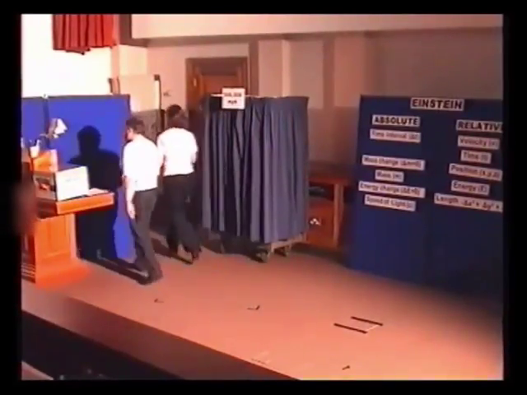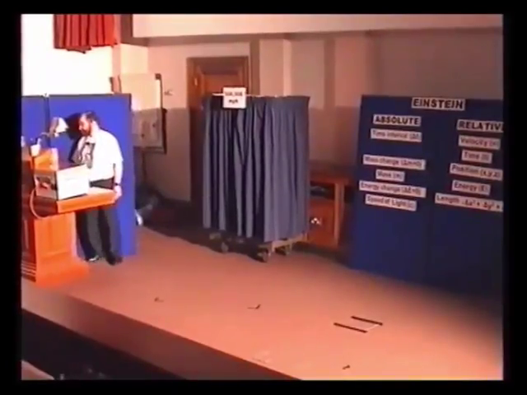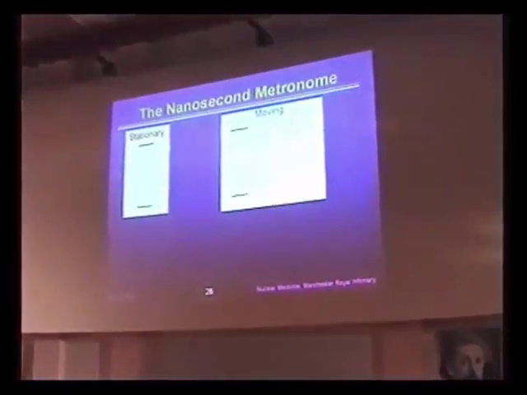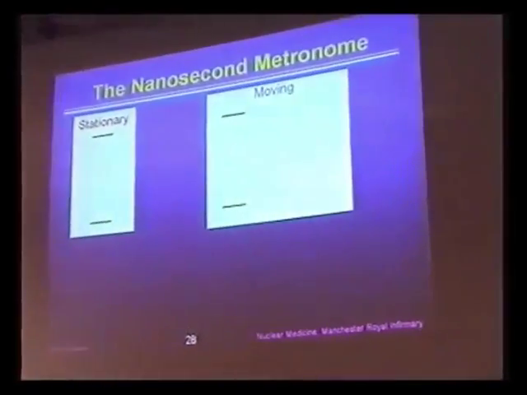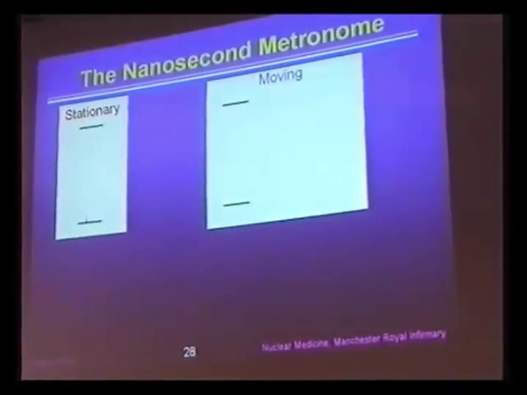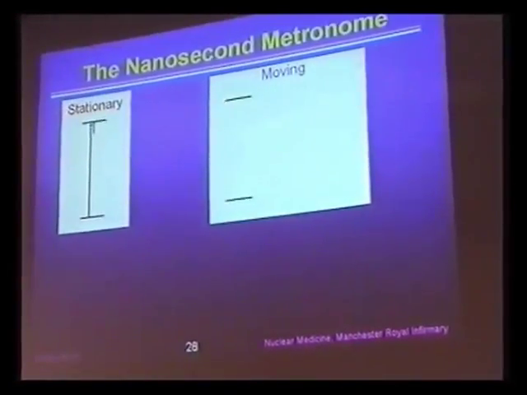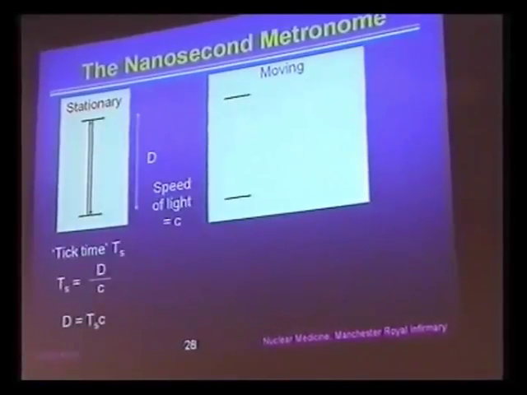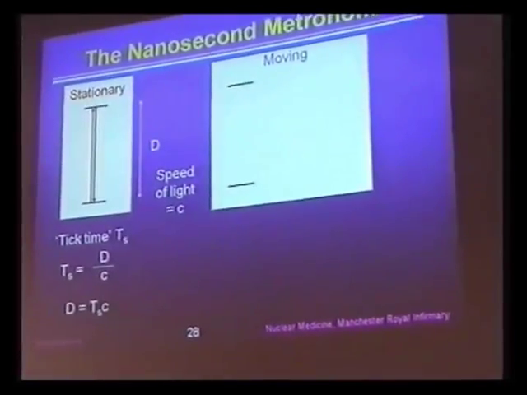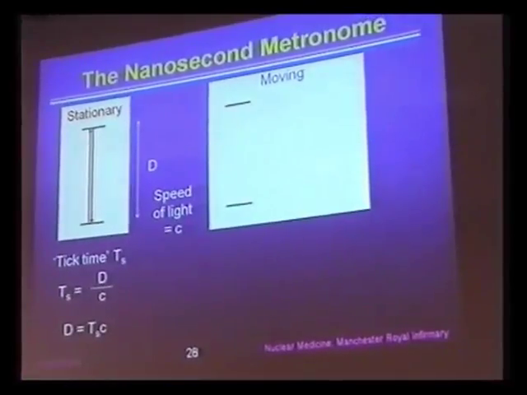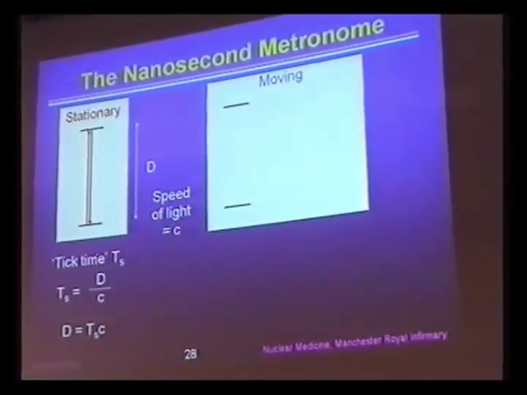Okay, we'll just go through a graphic of that in case you got confused by that one as well. Here is the diagram of the stationary nanosecond metronome on the left. And the light goes from the bottom mirror up to the top and back down again. If the distance between the two mirrors is d, and the speed of light is c, then the time for one tick of this stationary metronome is ts. It must be that ts is d, the distance, divided by the velocity c, from which we can deduce that d is ts times c.